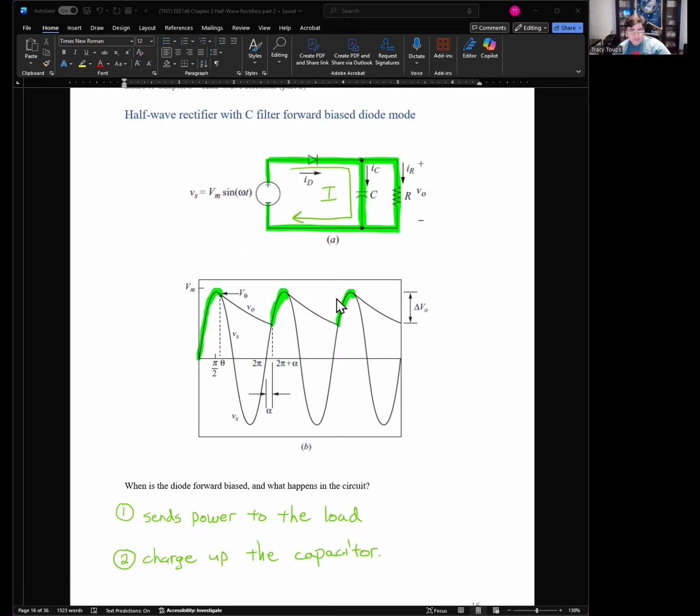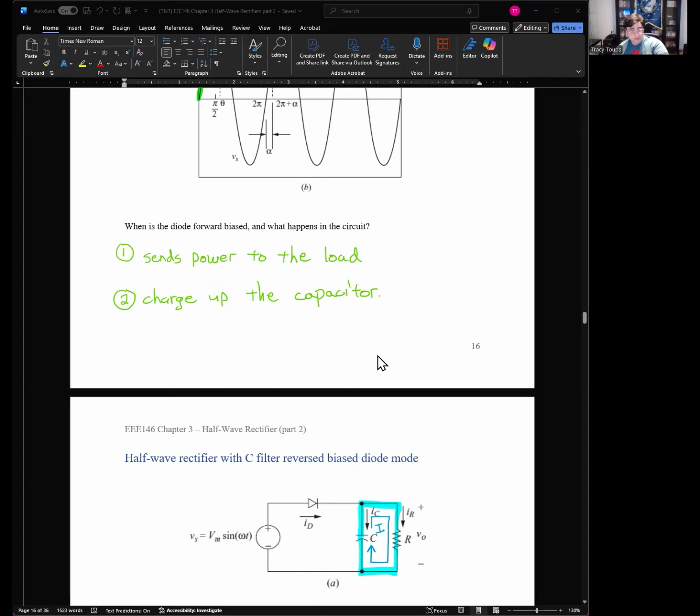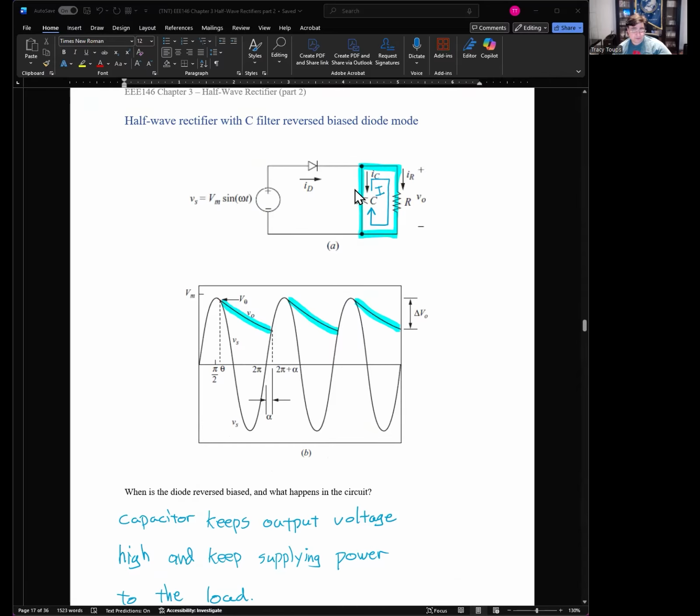Okay, and notice we'll always have this small charging cycle right here. Charge up and send power to the load. Then do nothing. Charge up, send energy to the load, do nothing. That's what the source is going to do now. Okay. So when's the diode forward biased? What happens in the circuit? Number one, sends power to the load. Number two, charges up the capacitor. Once the capacitor is nice and charged, we can then go to the other half, where now the capacitor is the source. So now the AC voltage kind of dips down a little bit. We're on a declining waveform here. The capacitor says, okay, I want to keep this top voltage as high as possible. The AC source is dipping low.